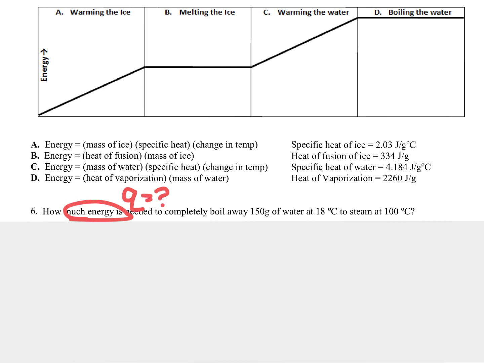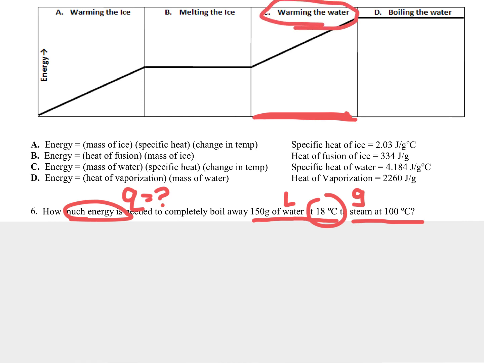How much energy is needed to completely boil away 150 grams of water at 18 degrees Celsius to steam at 100 degrees Celsius? So first of all, we're starting with liquid water and we're going to go to steam, which is a gas. We're starting at 18 degrees Celsius, which means we're starting somewhere in this box because we are warming up water, right? So that's something that we know. And then we're headed off to steam. So we're converting from liquid to gas, which means we have to be boiling. So we're also going to be headed in this box as well.